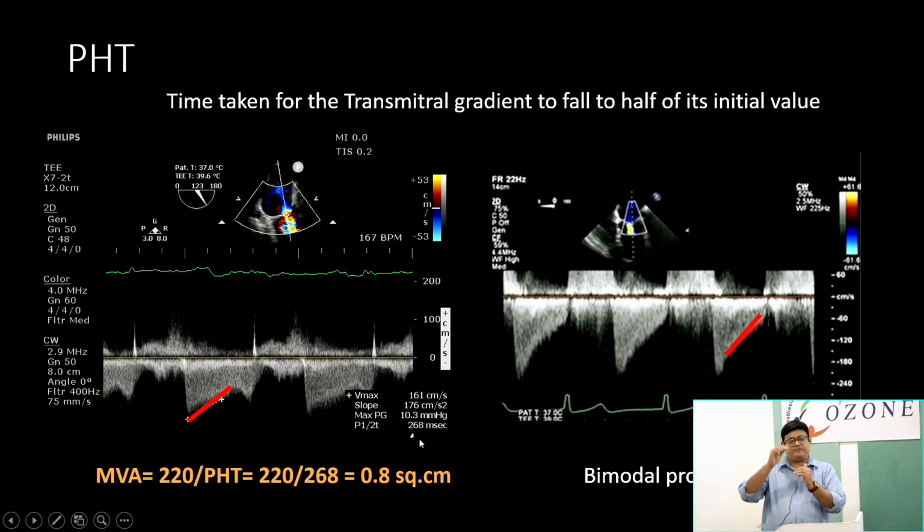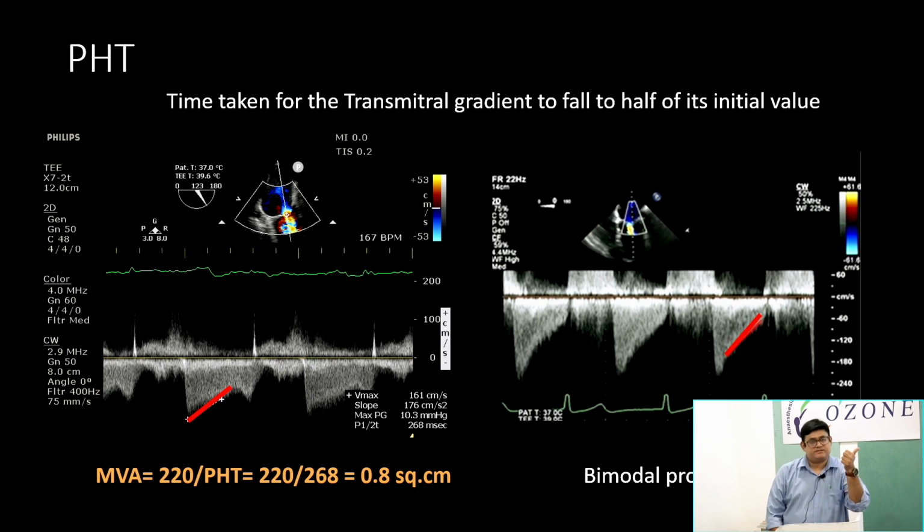Sometimes the pressure half time is bimodal. So you have an initial rapid fall followed by a gradual fall. In that case you take the mid-diastolic gradual fall for your pressure half time. If you extrapolate this line below, you will get your deceleration time, and 759 divided by deceleration time will also give you your mitral valve area.